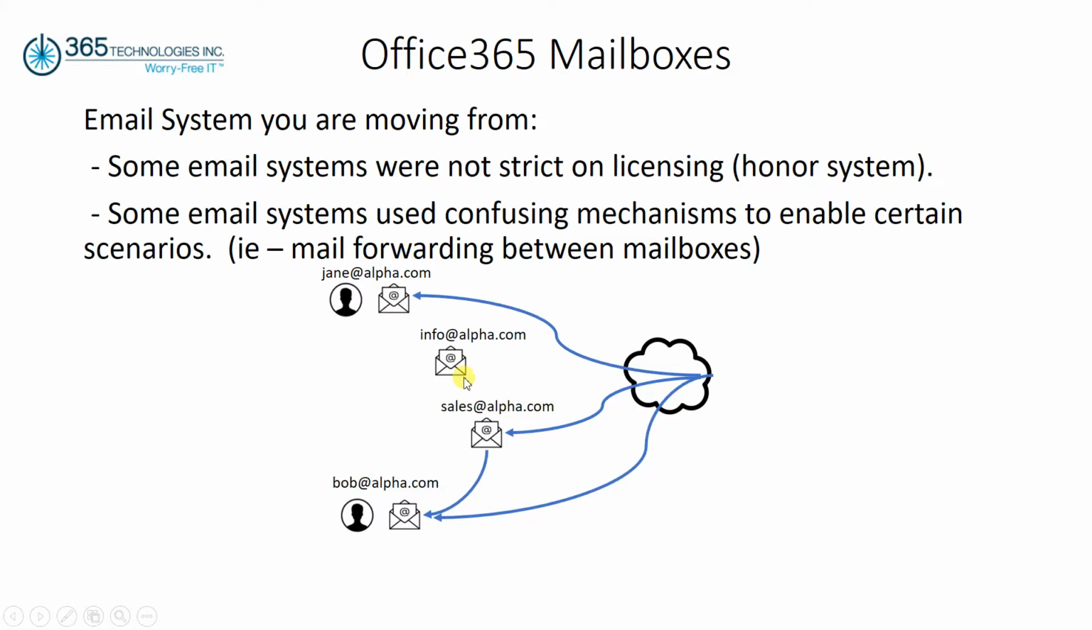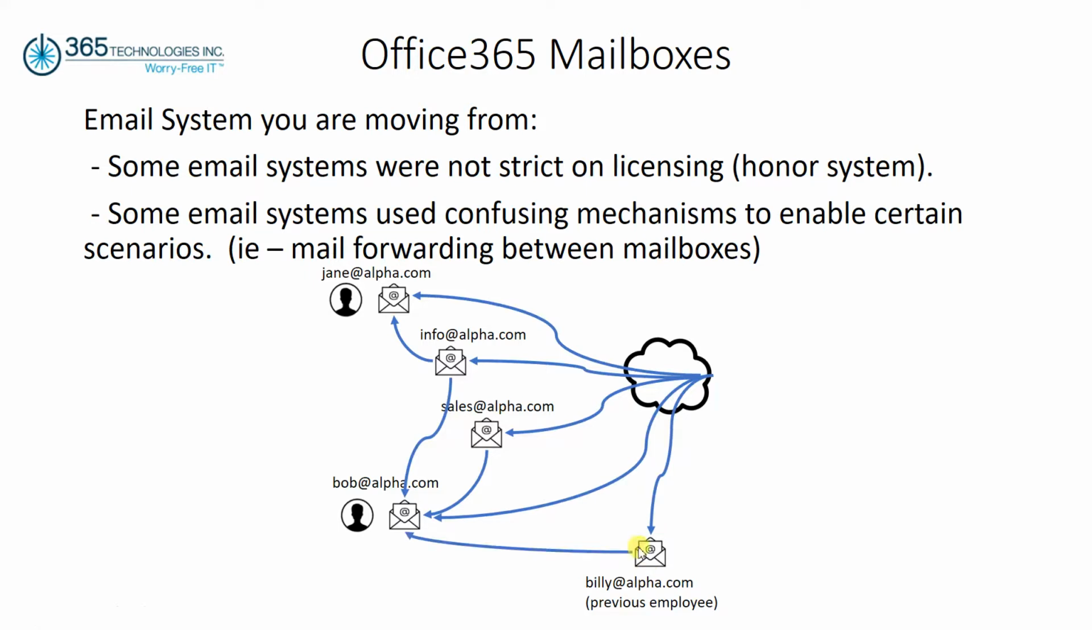Similarly, if they want an email to go to an address info@alpha.com, it would go there and then be forwarded to two people, Jane and Bob. And also, if maybe they had a previous employee named Billy who has left, they would just have that email forwarded to one of them. So in this scenario, you have 1, 2, 3, 4, 5 mailboxes for 5 email addresses, but you only have 2 people. So I'm going to show you as we go into the different mechanisms available in Office 365.